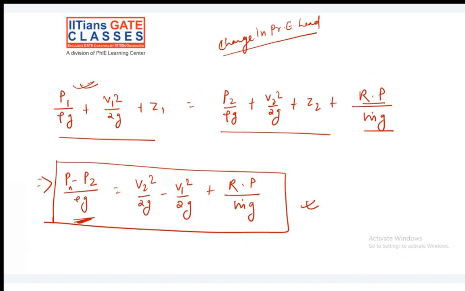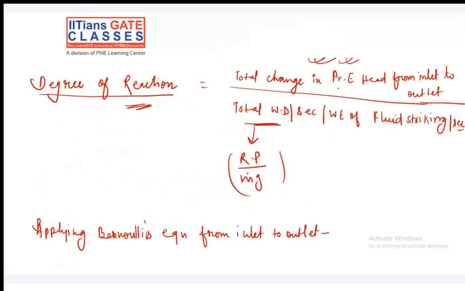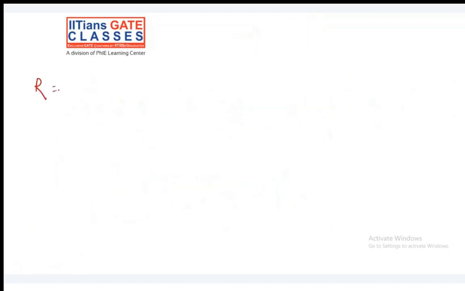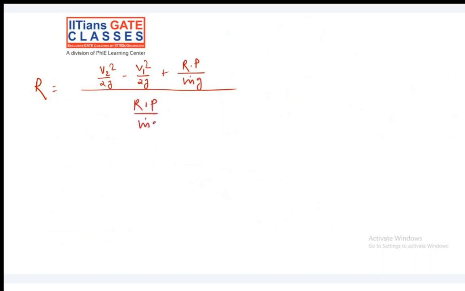So when I write down what is degree of reaction: degree of reaction was the total change in pressure head from inlet to outlet. So what is that total change? (P1 minus P2) upon rho g. So this is that change. So can I write down now the degree of reaction is equal to V2 square upon 2g minus V1 square upon 2g plus runner power divided by m dot g, divided by runner power upon m dot g. So this is that degree of reaction.